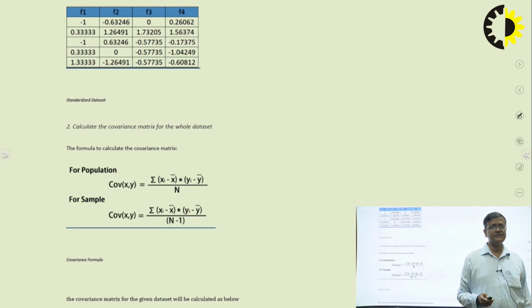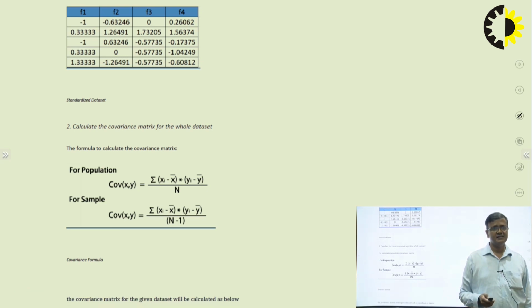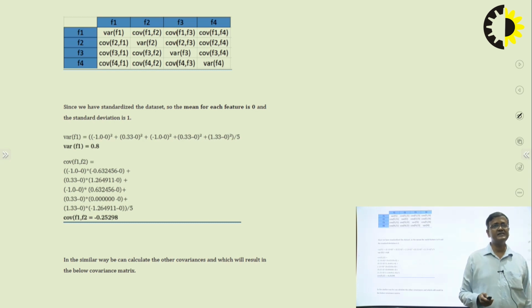So, this is the transformed matrix after standardizing the data set. Then we calculate the covariance matrix for the whole data set, for population as well as for sample. The covariance matrix for the given data set will be calculated as below, which is this matrix. Here we can see that on the diagonal, the covariance reduces to the variance of the feature.